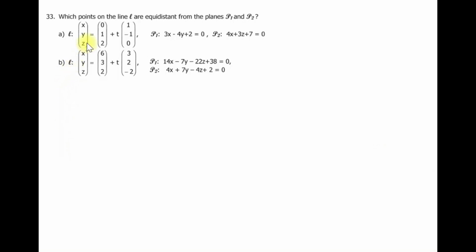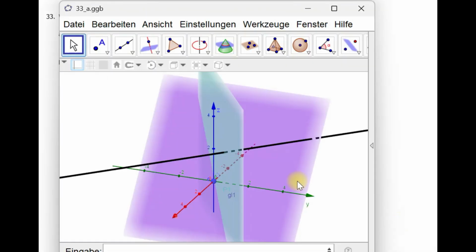So in this task you are given a line and the equations of two planes, and you are supposed to find points on the line which have the same distance to both of these planes. Let's see what that looks like in geometry.